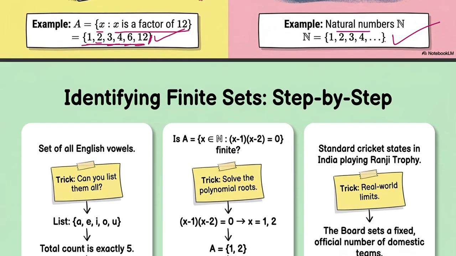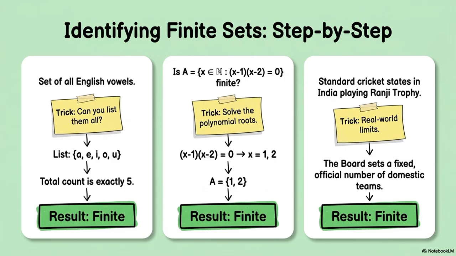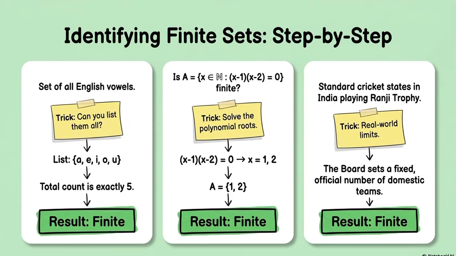So look at some examples of finite and infinite sets. The first example is the set of all English vowels. If we list all the English vowels, that is nothing but A, E, I, O, U. Only those 5 letters, so it is ending here, no? Only 5 elements are there in this set. So this is an example of a finite set.